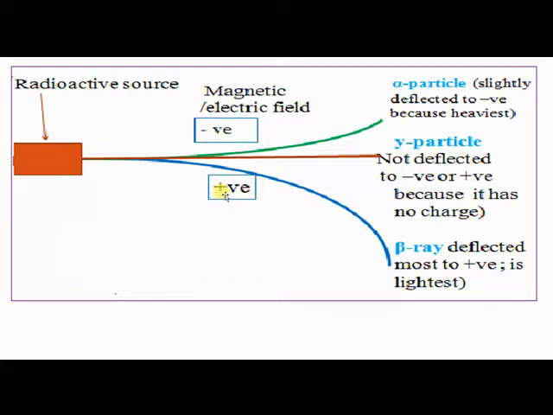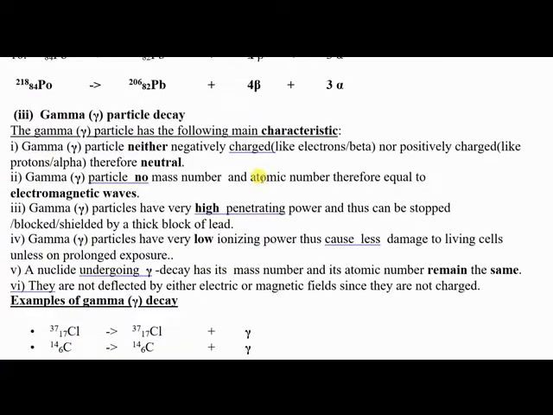Remember, unlike charges attract and like charges repel. So therefore, the beta particles, as you can see, this one will be deflected towards the positive, because they themselves are negatively charged. Very good. So that's property number 1.